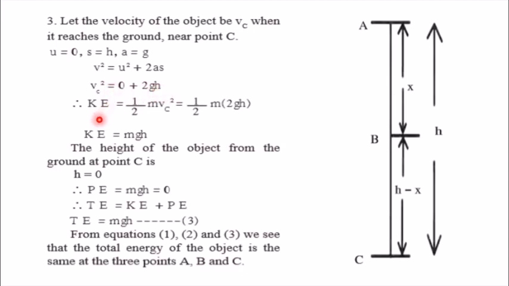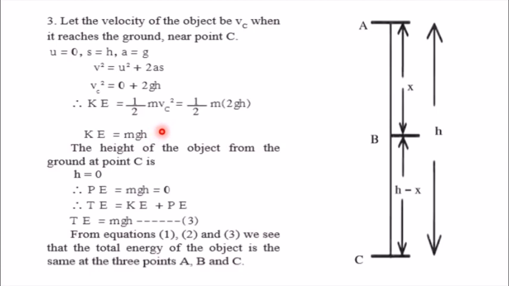Now we will use the kinetic energy formula. Kinetic energy is equal to half mv square. Here, instead of v square, we write Vc square, and we have found that Vc square is equal to 2gh. So it will be half m 2gh. Now the 2 and 2 get cancelled, and what remains is m, g and h. So kinetic energy here is mgh. So when the object reaches point C, the kinetic energy is mgh.